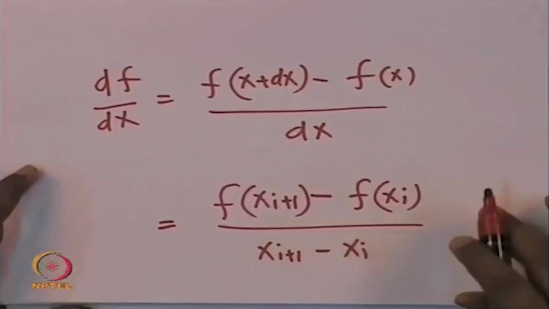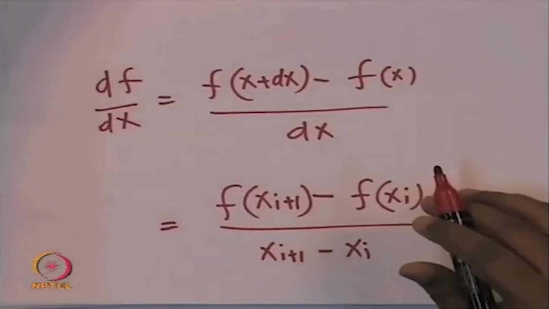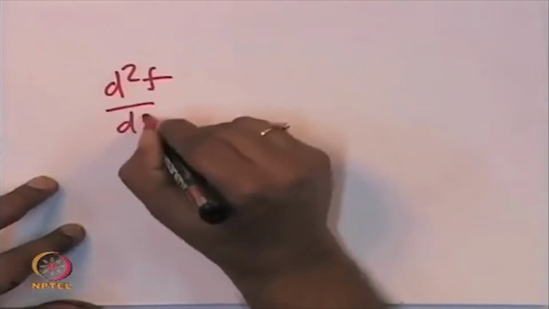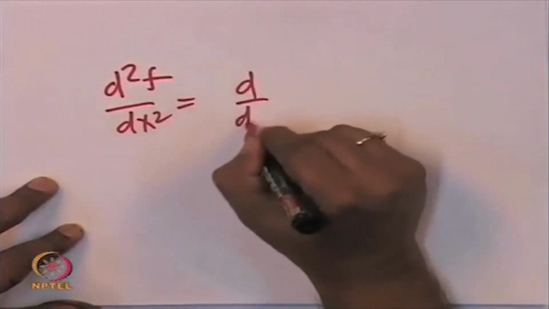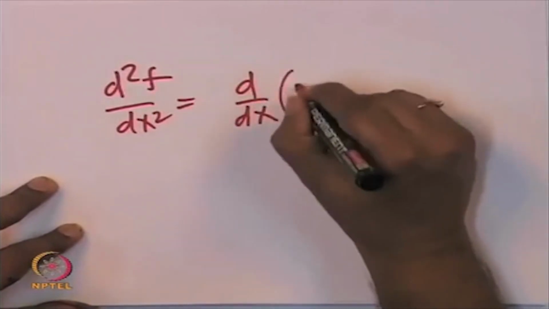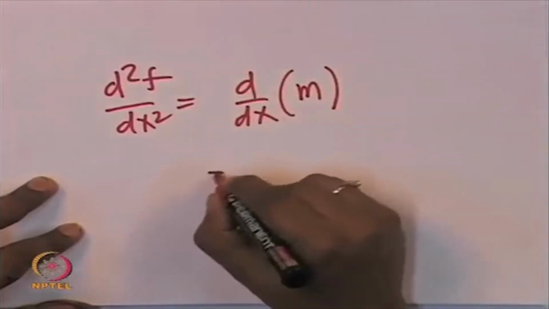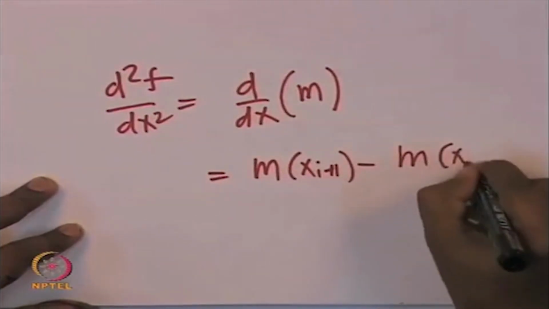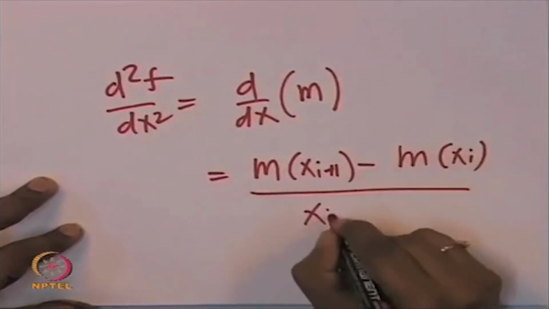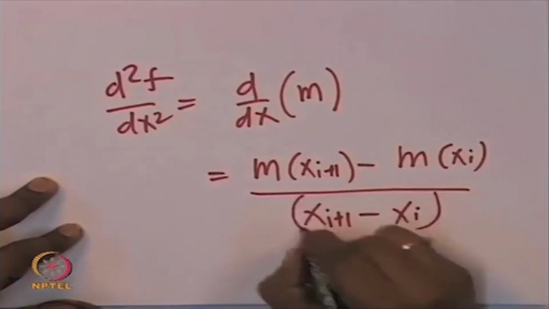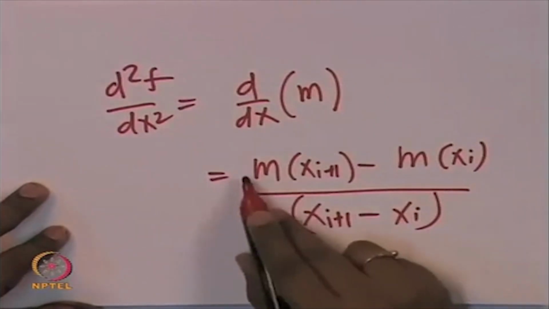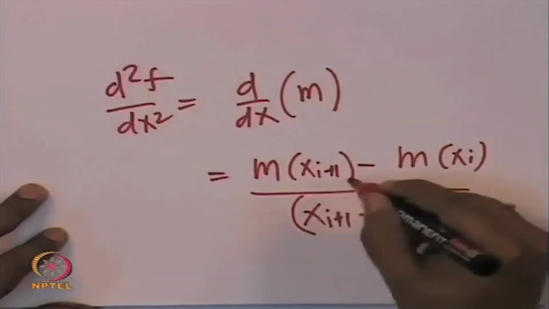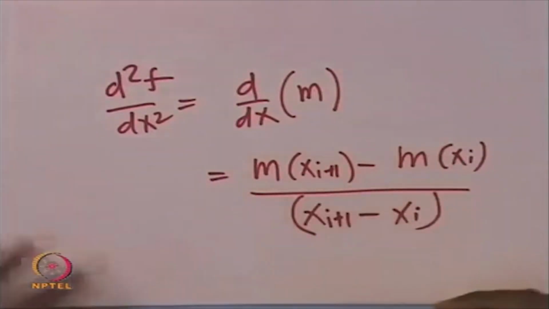You can extend this to higher derivatives. Let us say d square f by dx square is nothing but d by dx of the slope. So, you can write this as m at x i plus 1 minus m of x i divided by x i plus 1 minus x i, where m is the slope. I can substitute for m of x i plus 1 and m of x i because this itself is a derivative, and you can go ahead and do this.